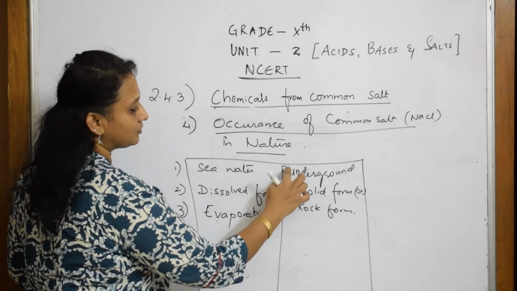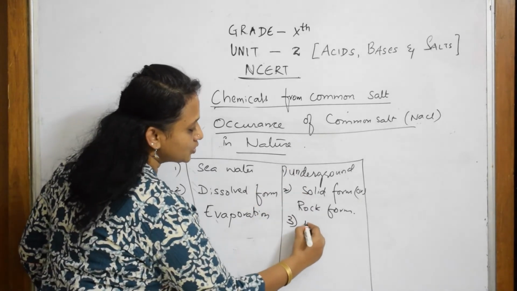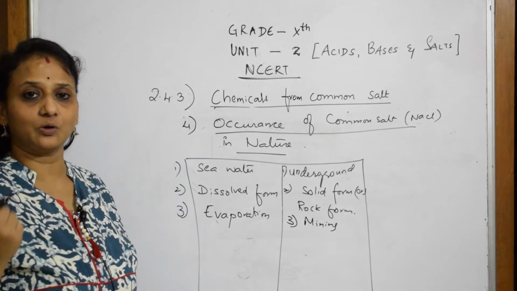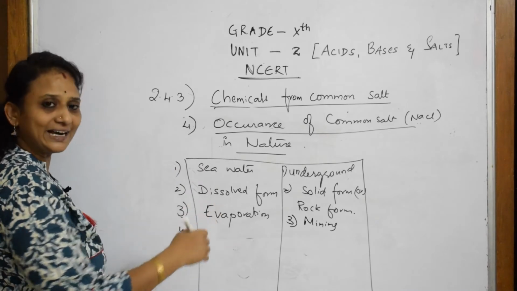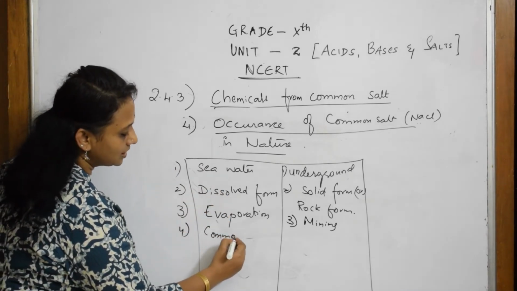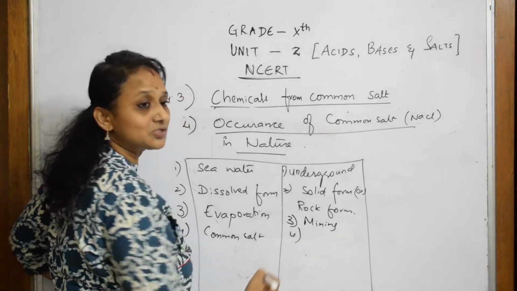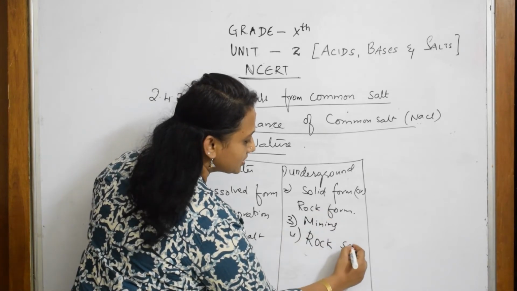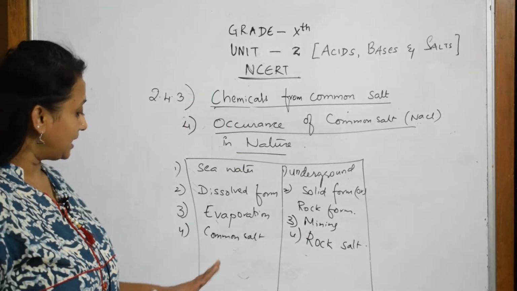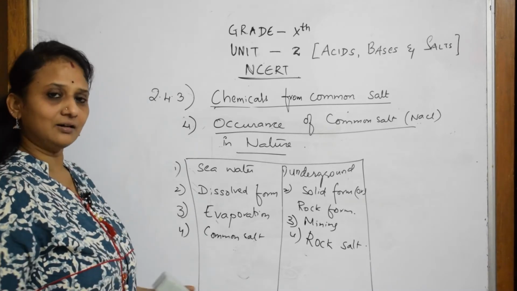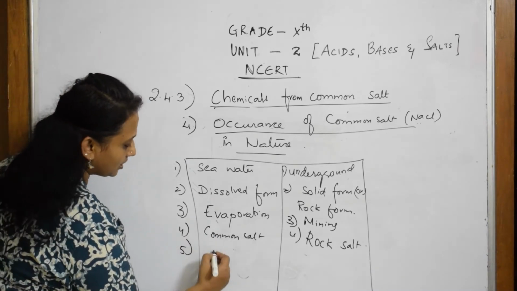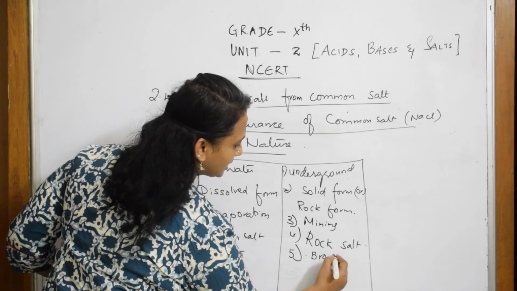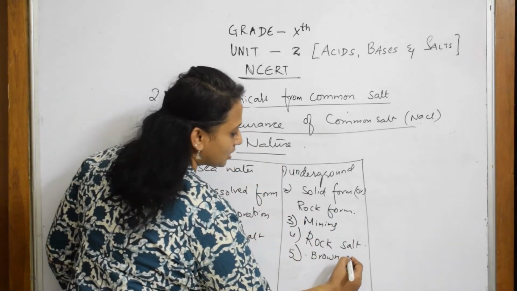If it is in the rock form, underground solid form, we use a method called mining. By mining, the mining machines will drill it and take it out. The solid form of the salt which you get is nothing but rock salt. This is done, students? Yes. Now the common salt is white in color. Here the rock salt is a little bit brown in color, or slightly pinkish.